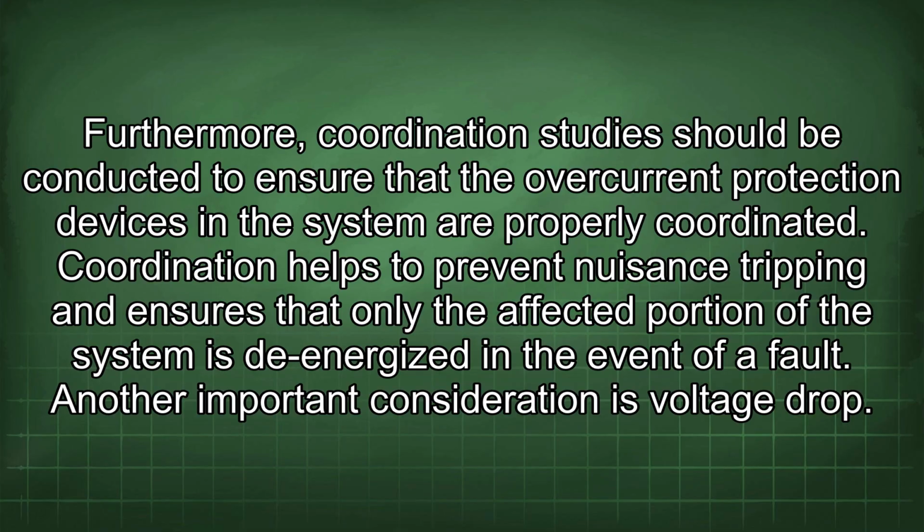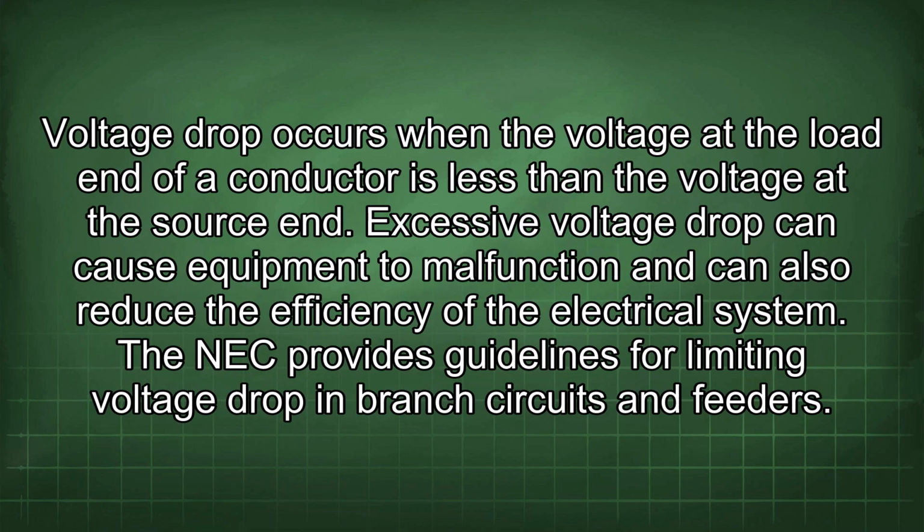Coordination helps to prevent nuisance tripping and ensures that only the affected portion of the system is de-energized in the event of a fault. Another important consideration is voltage drop. Voltage drop occurs when the voltage at the load end of a conductor is less than the voltage at the source end. Excessive voltage drop can cause equipment to malfunction and can also reduce the efficiency of the electrical system.